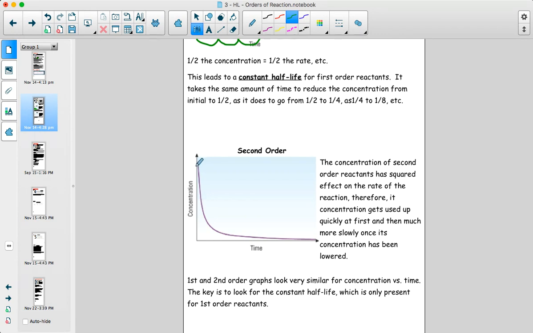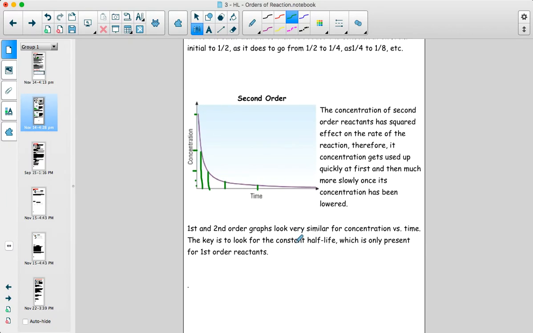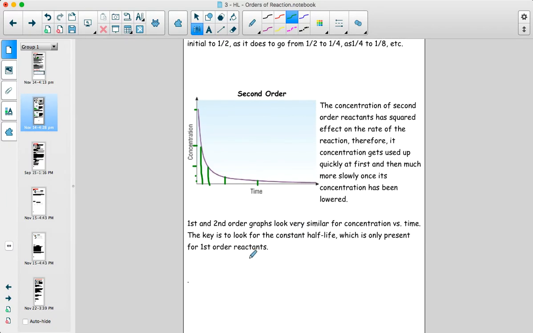And if you tried to do the same thing with the half-life here, we'd see the time to go from initial to half is about this much time. And then the time to go down to a quarter is a little bit longer than that. And then the time to go to an eighth is getting longer. And the time to go to a 16th is getting longer. So the half-life keeps getting longer and longer in a second order because of how much the change in concentration is affecting the reaction rate.